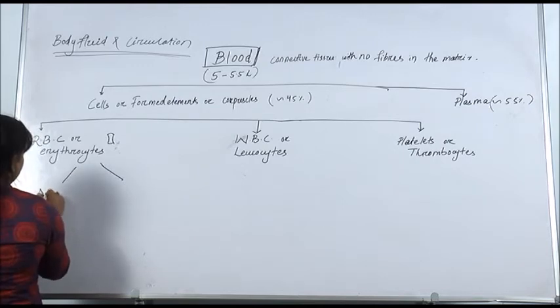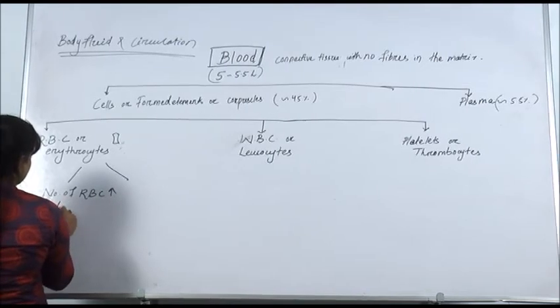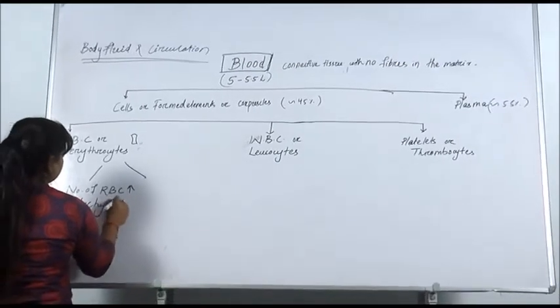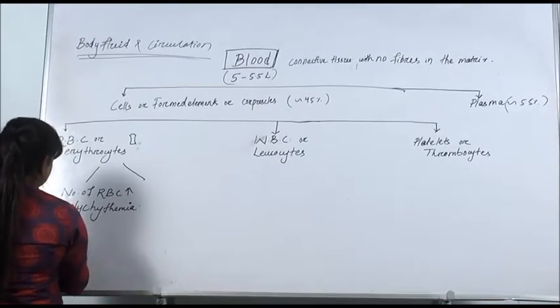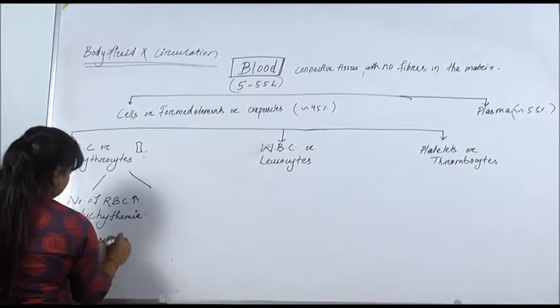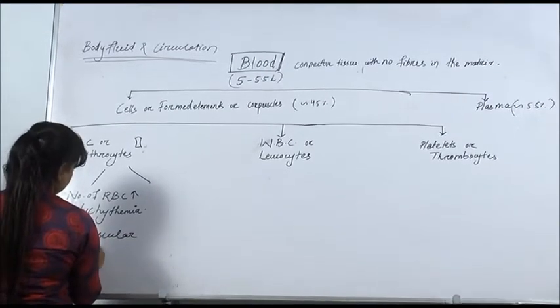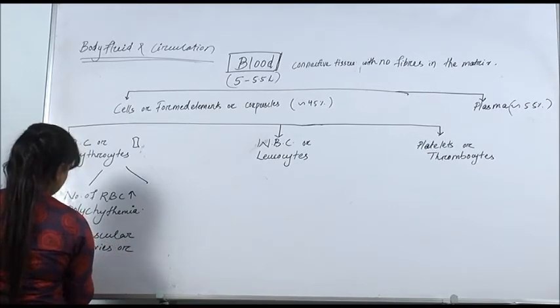So if the number of RBC increases, it will give rise to a condition known as polycythemia, which happens in case of muscular activities or in higher altitude.